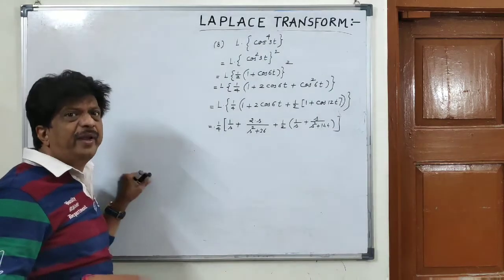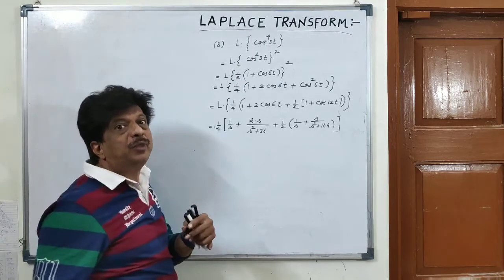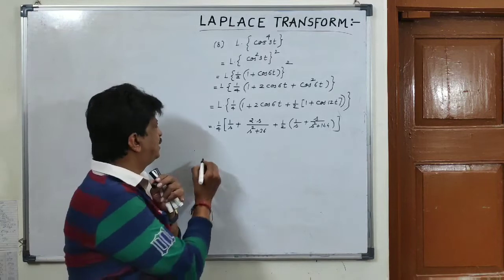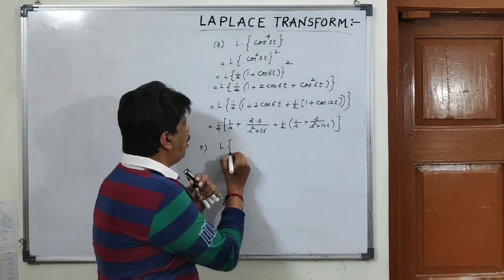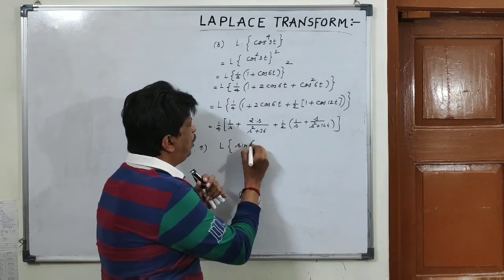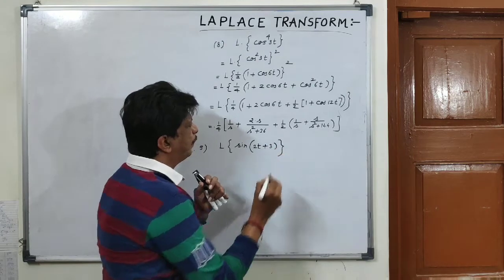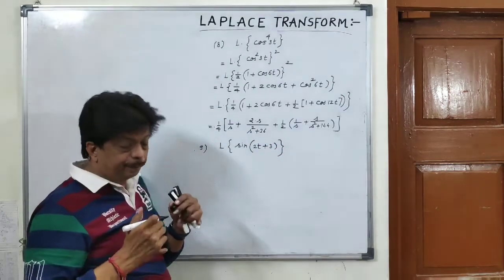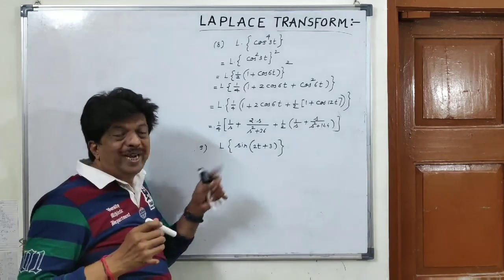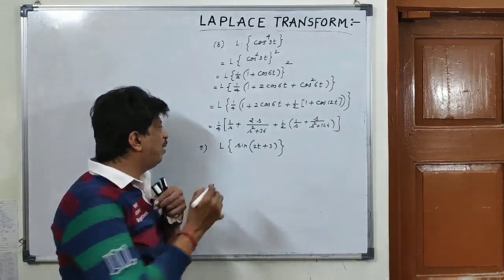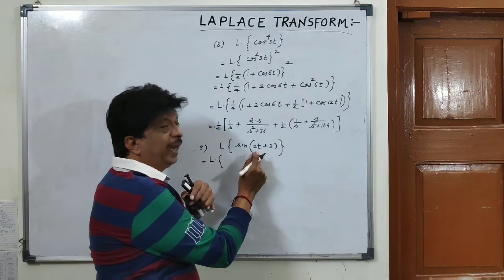Similarly, we can find the Laplace transform of some higher powers also. Next example. Obtain Laplace transform of sine of 2t plus 3. How to find this? What is sine of a plus b? Use that formula over here. Sine of a plus b, here a is 2t, b is 3.